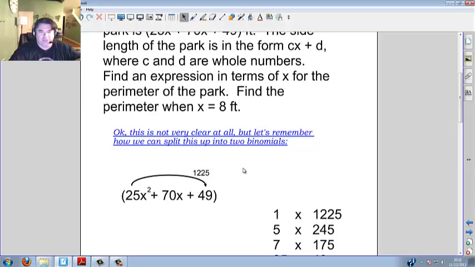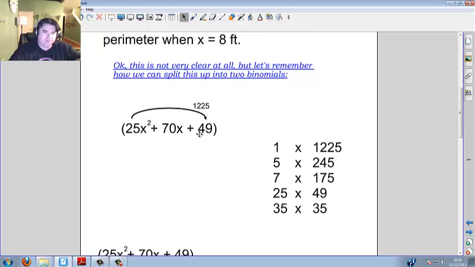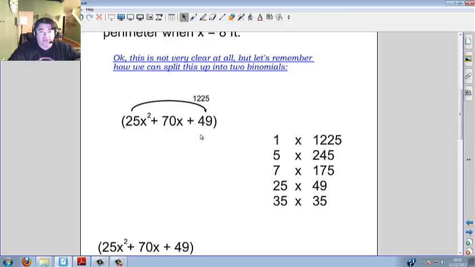Now what I can do, there's a couple different ways I can play it. You can go ahead and take 25 times 49 and get 1,225. And from there you can go ahead and find the numbers that work out for it and figure out which ones add to 70. Notice how 35 and 35 add to 70.